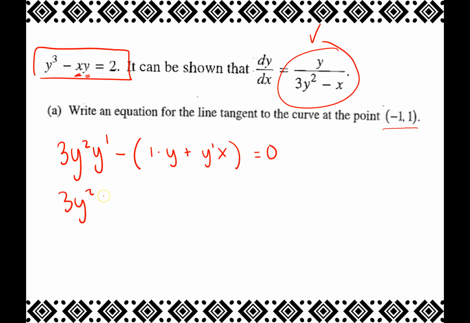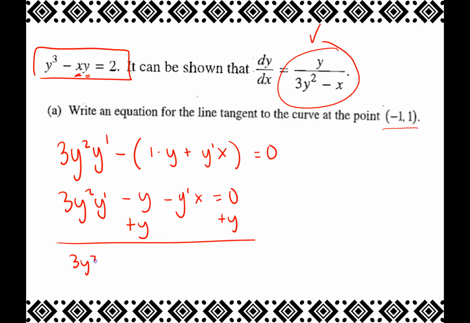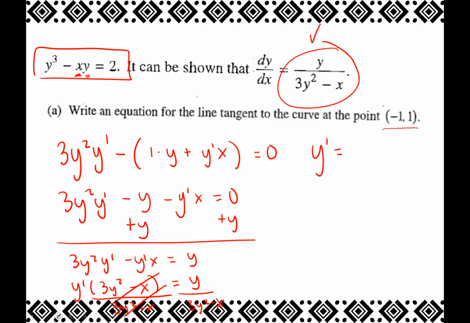Let's go ahead and do distributive property real quickly. And that's going to give us minus y, y prime x equals 0. Get that y on the other side. So I'm left with 3y squared y prime minus y prime x is equal to y. Pull out a y prime. I get 3y squared minus x equals y. Divide by 3y squared minus x. And we do in fact get y prime is equal to, this disappears, that's why I'm just y prime, y over 3y squared minus x. Excellent, we have confirmed it.